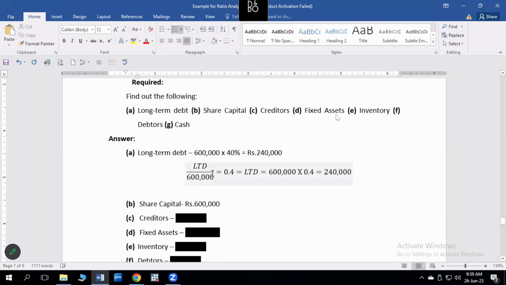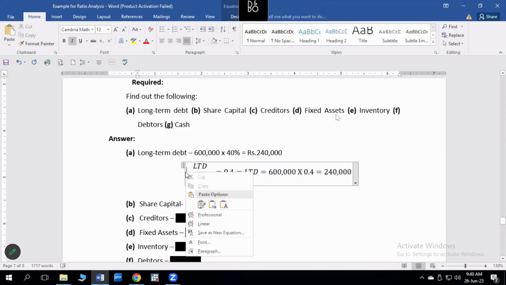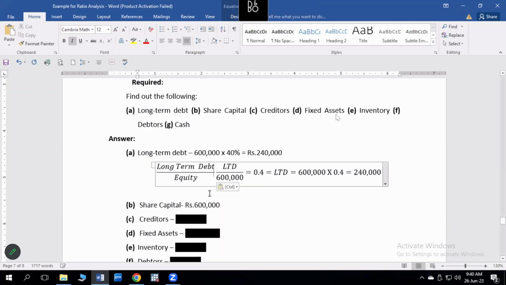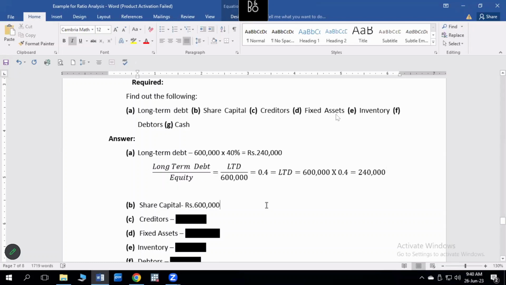So this is a way of getting the relevant things by applying these methods. If you are very knowledgeable on this, you can straight away calculate 6 lakhs times 40%, 2 lakhs and 40,000, the long-term debt.